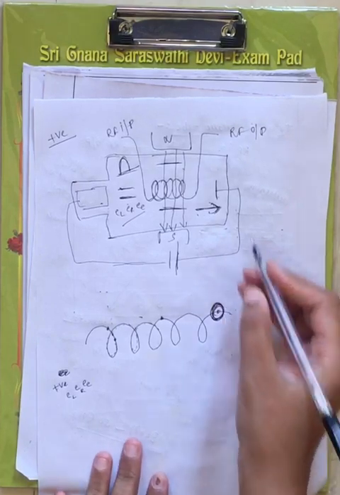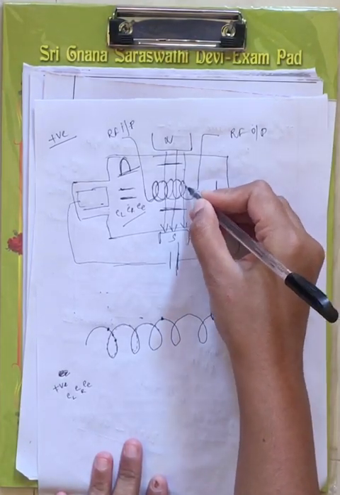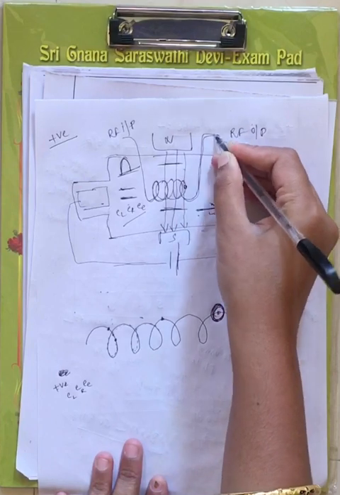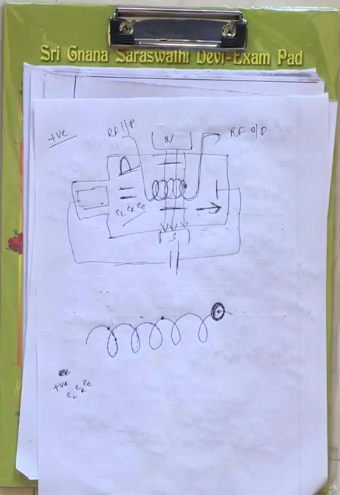Now after collecting as an electron bunch here, it is collected through your RF output. Now this is about the operation of your traveling wave tube.